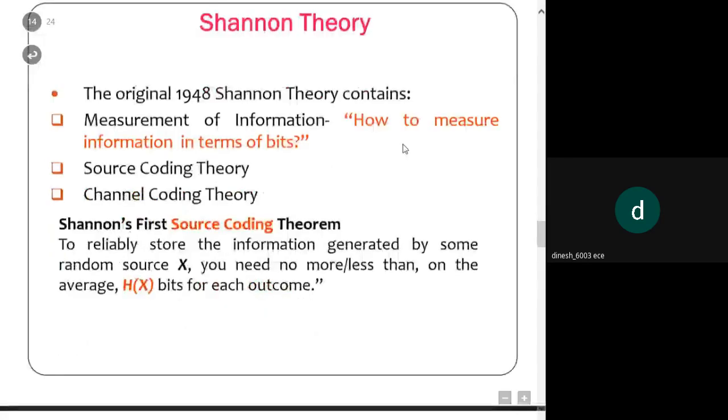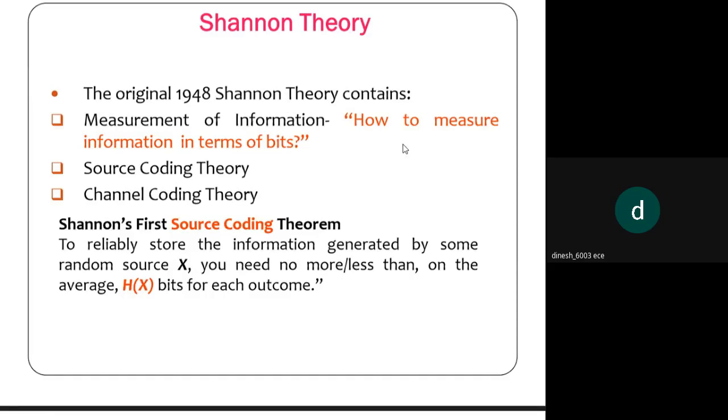This Shannon theory, which was formulated by Sir Claude Shannon, contains three important points. One is how do I measure information in terms of bits. Then, how does source coding theory work out, and how does channel coding theory work out. So he gave some source coding theorems.